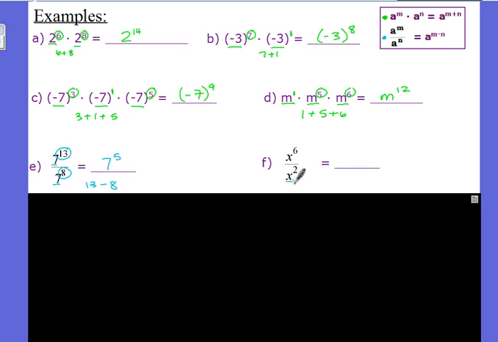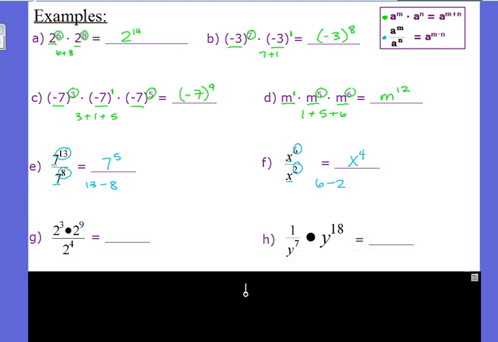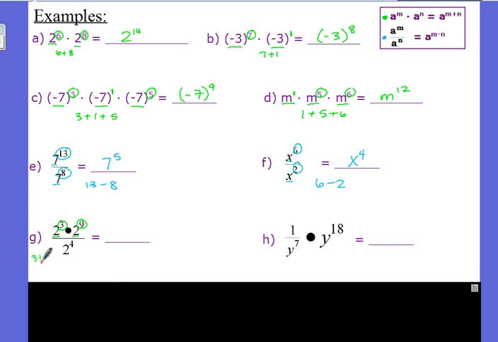Okay, same thing here. I have the same bases. They're being divided. So I've got 6 and 2. I do 6 minus 2, and I get x to the 4th power. Okay, so G has a mixture of both, so we want to simplify the multiplication first. I've got the same bases, 9 and 3 as the exponent, so I add 3 and 9 and get 12. So this is 2 to the 12th over 2 to the 4th. Then I have the same bases with division, 2 and 2, so I take 12 and 4 and I subtract them, and I get 2 to the 8th in simplest exponential form.